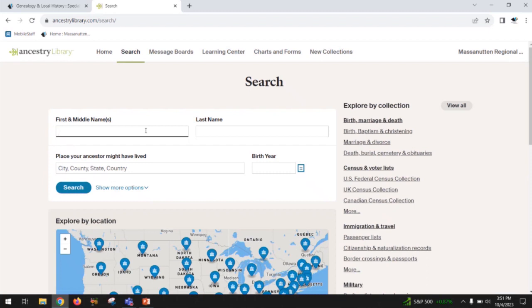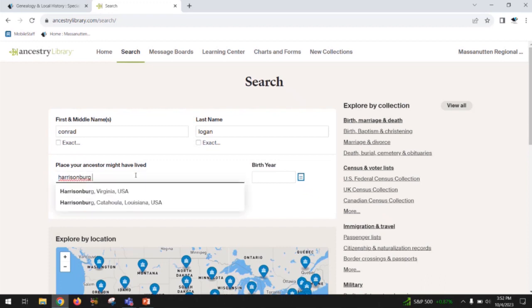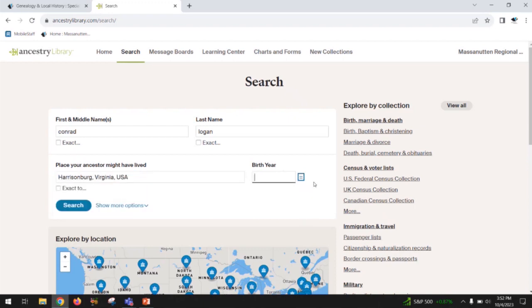And we're going to start with Conrad Logan because in our little pretend world here, we're not really sure who his father or mother is, and we just know we're pretending he's our father, and we're going from there. So Conrad Logan, born in Harrisonburg, Virginia. Now there's a Harrisonburg in Louisiana also. Don't accidentally pick that one. And then we do know, because he's our father, what year he was born, which is 1890.